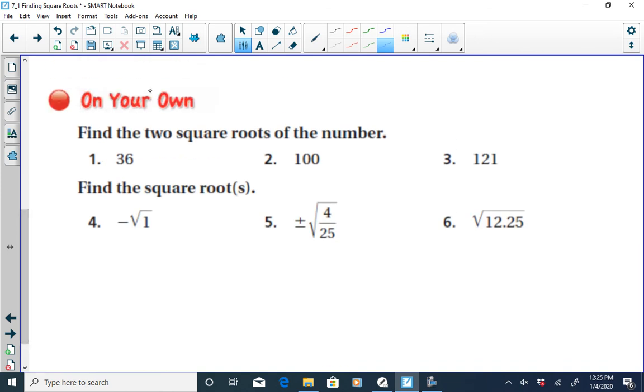Problem number 1, the two square roots of 36 would be 6 and negative 6. The two square roots of 100 would be 10 and negative 10. And the two square roots of 121 would be 11 and negative 11. We want the opposite of the square root of 1. Well, 1 times 1 is 1. So that's going to be negative 1.